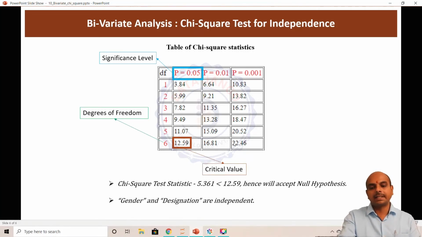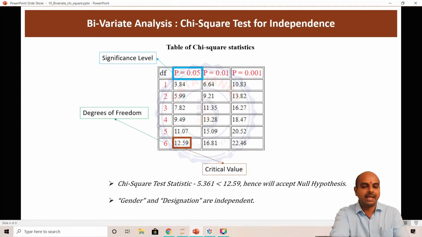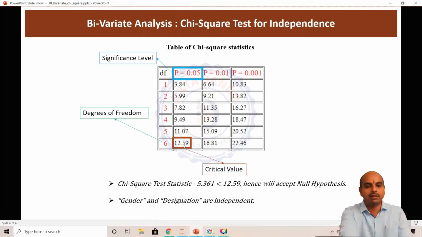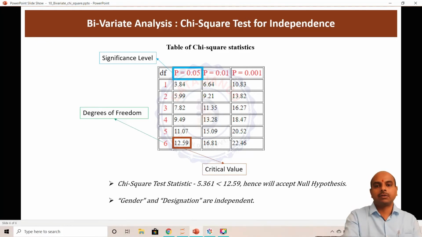If your chi-square statistic value is less than the critical value, we need to accept the null hypothesis. If it is more than the critical value, then we can reject the null hypothesis. The critical value is 12.59. The chi-square statistic is 5.361, which is less than the critical value at 6 degrees of freedom for the 5% significance level. So we need to accept the null hypothesis, and gender and designation are independent. This is how a statistician calculates.